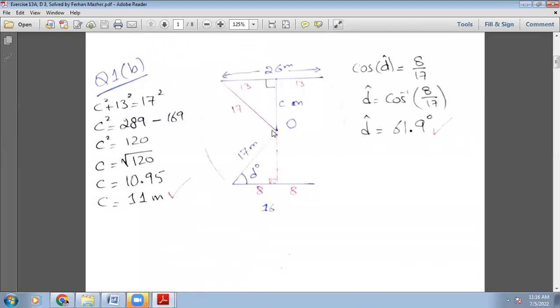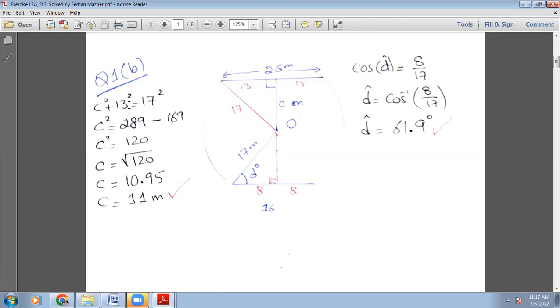So this will bisect the chord. This portion will be 13, this portion will be 13, because the chord is bisected. This is the radius, that's 17, and C is the question. This angle is 90 because the perpendicular bisector of the chord makes a 90-degree angle with the chord. So we will apply the Pythagoras, and the 17 is the hypotenuse, 13 is the base, C is the perpendicular.